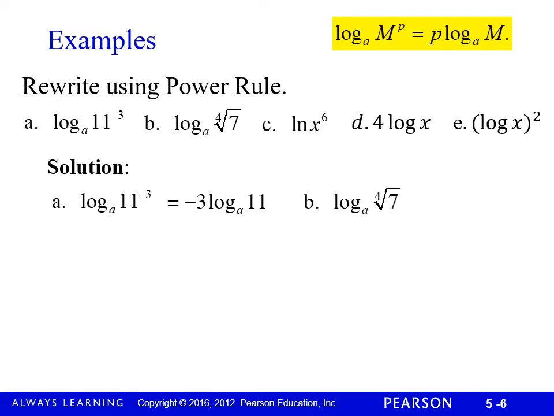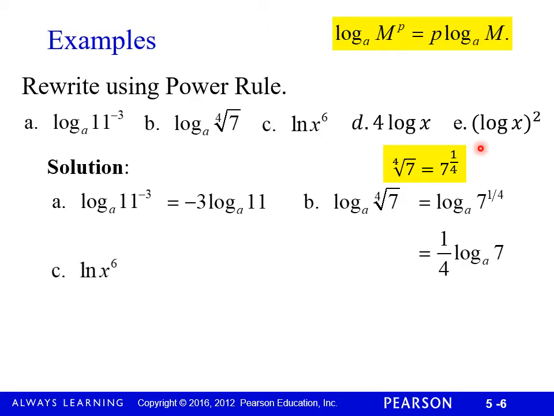For b, the log of the fourth root of 7. Now remember that the fourth root of 7 can be written as 7 to the power of 1/4. Radicals can be written as exponents, with the root of the radical being the denominator and any power or exponent inside being the numerator. So we get the log base a of 7 to the 1/4, and again that 1/4 comes down in front as a multiplier.